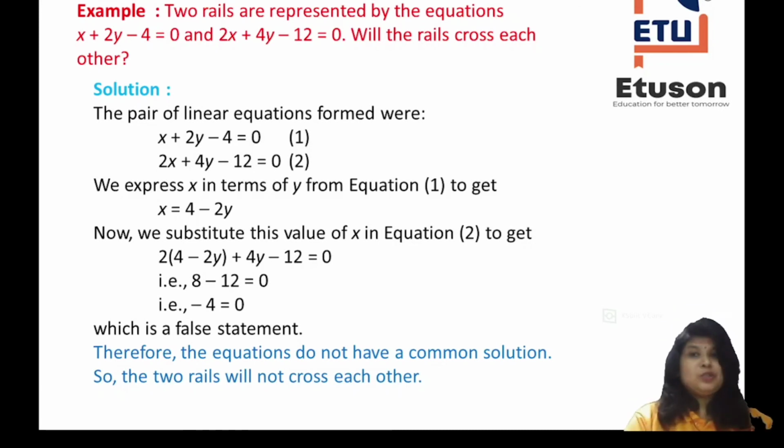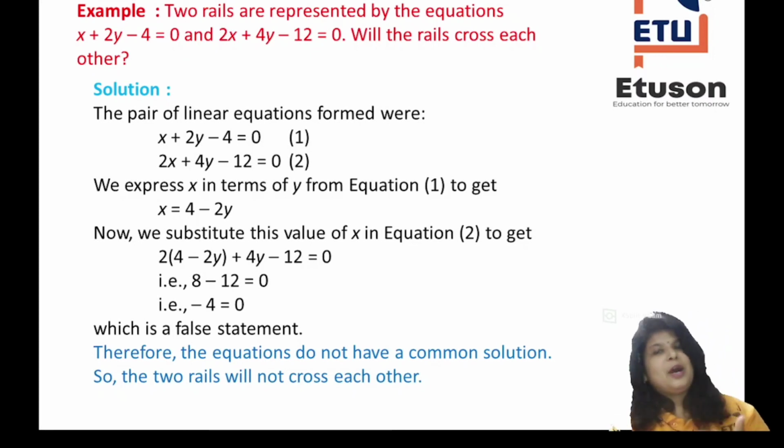If there is no common solution, then the solution is inconsistent, and if it is inconsistent, you will get parallel lines. You remember graphically? So you will get two lines which are parallel to each other and never intersect. So you can conclude that the two rails will not cross each other. So here one rail is represented by one equation.